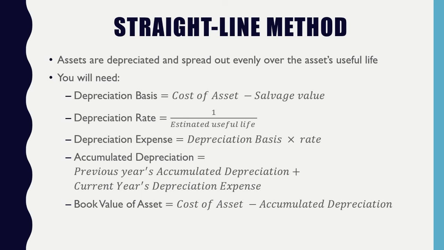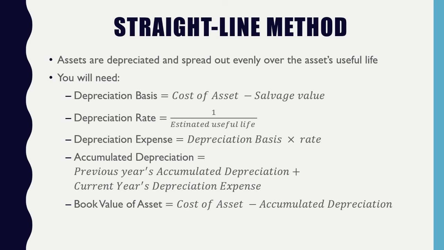In this case, you're going to notice it's a mesh between the methods that we learned this week. It's going to be a mesh between units of production and double declining. So let's notice this. The first one we have is the depreciation basis, which is the cost of the asset minus salvage value. We see this from units of production. The second thing we're going to have is the depreciation rate, which is going to be 1 over the estimated useful life.